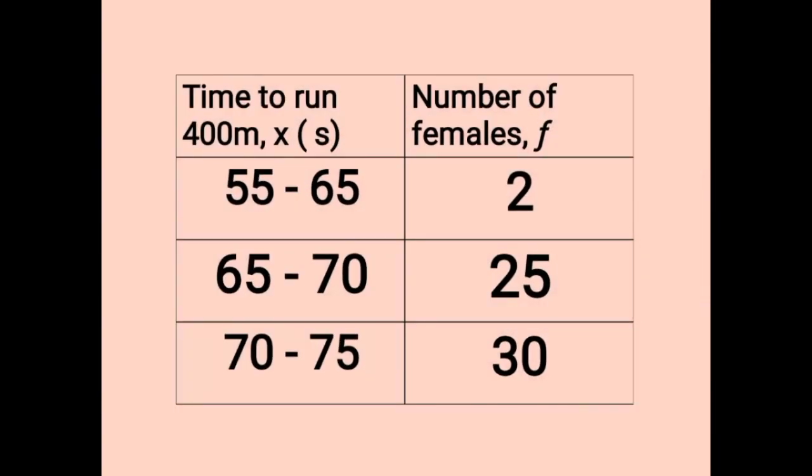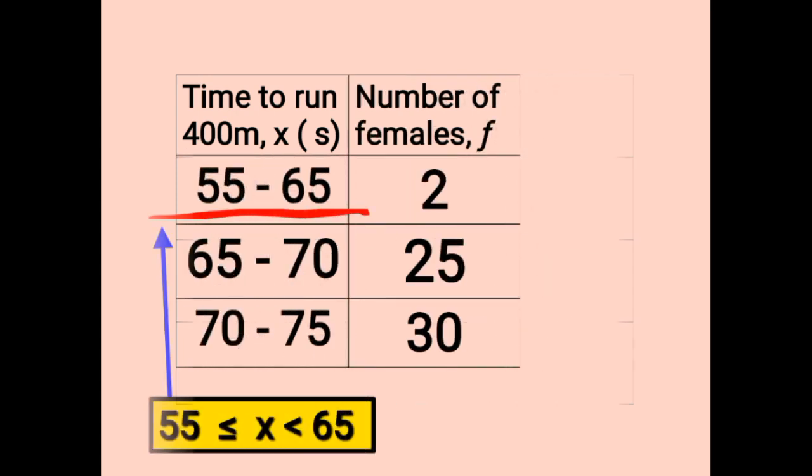As you can see here, this is an example of a grouped frequency table. This table shows the time x seconds taken by a random sample of females to run 400 meters. Now, if you look at this table at first glance, it may seem that the classes overlap, but it's not the case here. If you take the first row, 55 to 65 seconds, this means x is greater than or equal to 55 but less than 65.